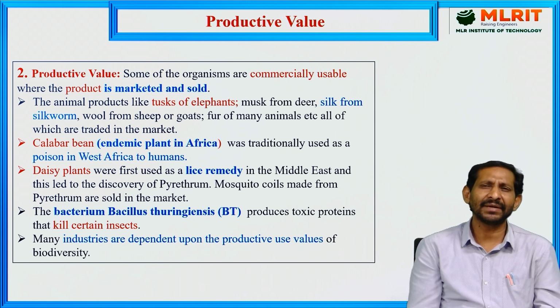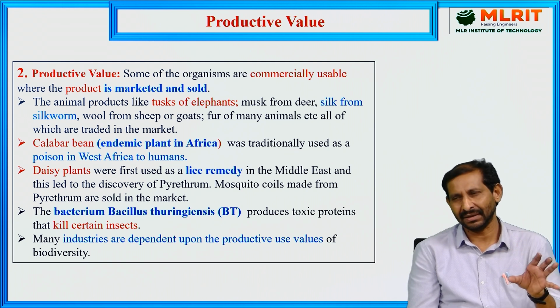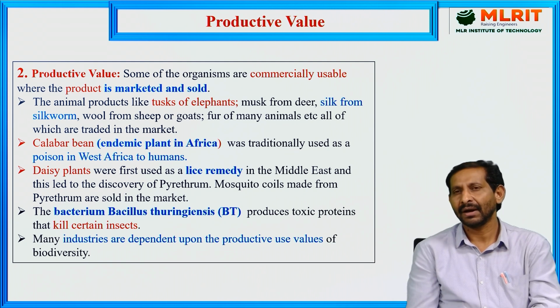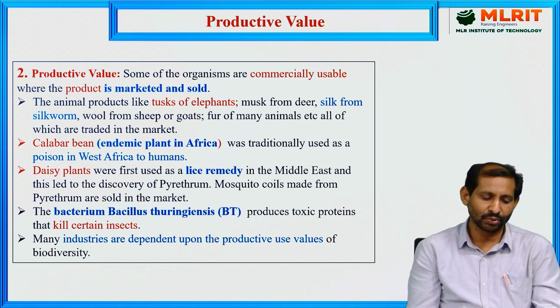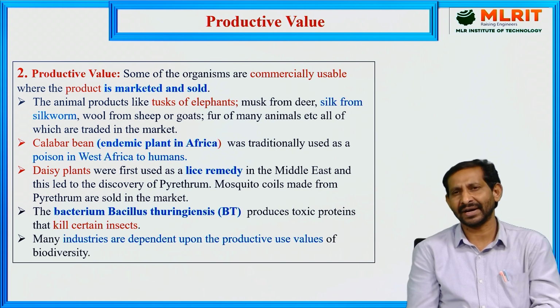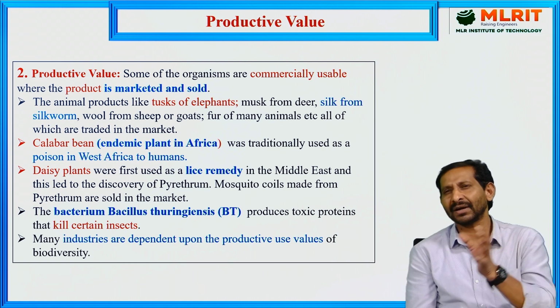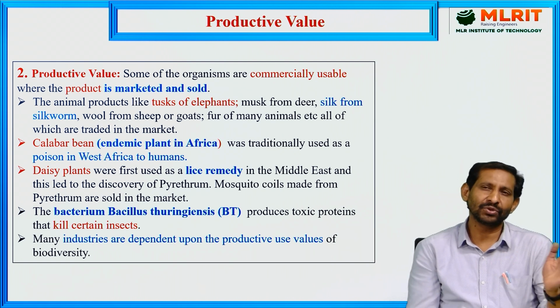An endemic plant means that plant is available only in that particular place, not anywhere else in the world. That is called an endemic plant. This endemic plant was traditionally used as a poison in West Africa against humans. The plant contains an alkaloid, and once that alkaloid is consumed, humans will die. So it is used as a poison.